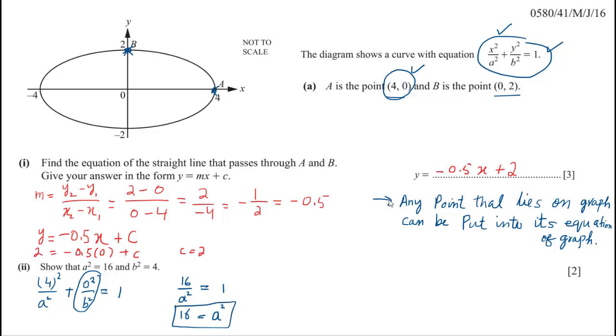Now plug in this value into the same function. So here x is 0. So 0 square over a square plus y is 2, 2 square over b square is equal to 1. So 0 over something is 0. So we have 4 over b square is equal to 1. By cross multiplication, b square is 4. So we have shown the result.